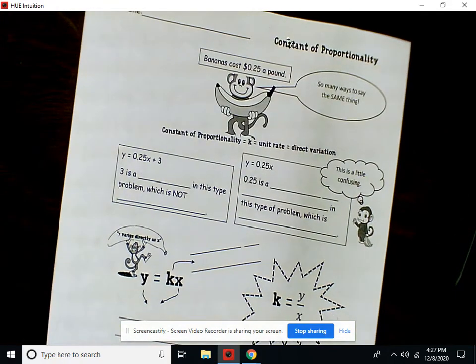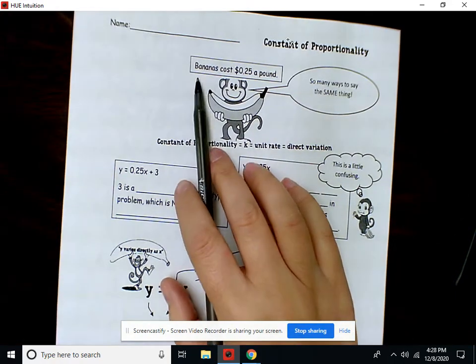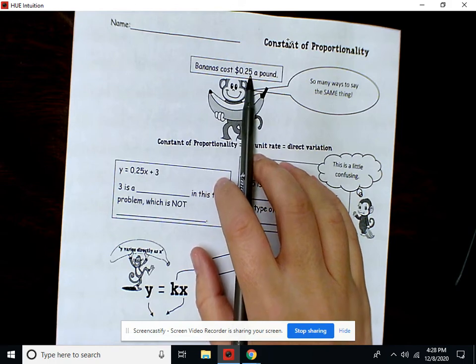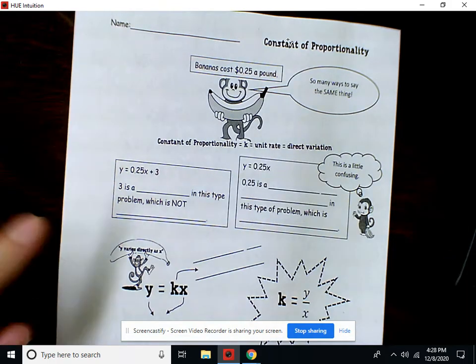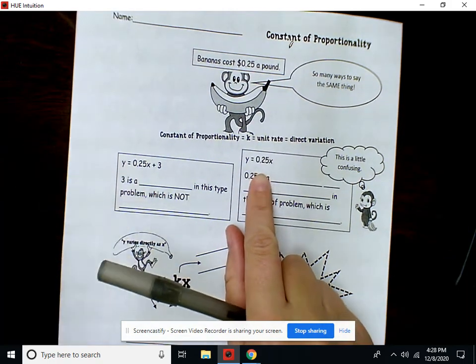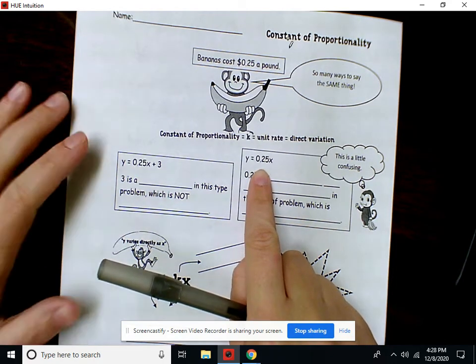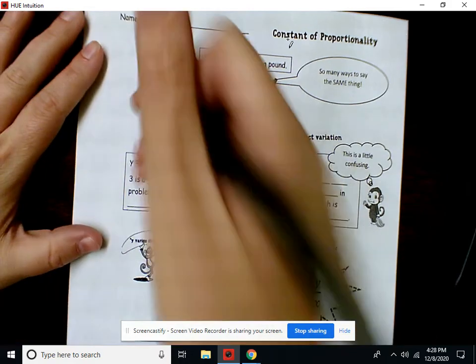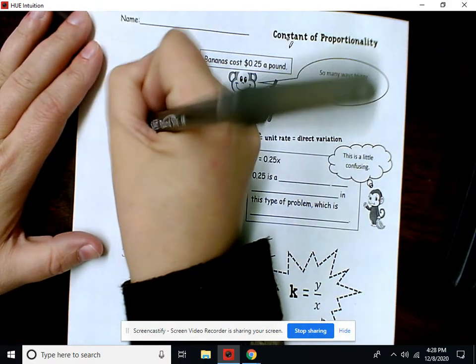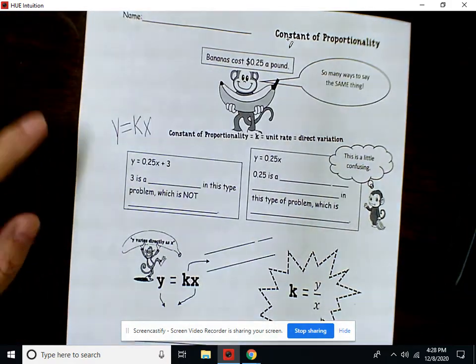Okay, so constant proportionality. We're going to be using this scenario where a banana costs 25 cents a pound. So we have 2 equations. So one is obviously going to be constant proportionality, one is not. So our equations have to be in the form of y equals kx.